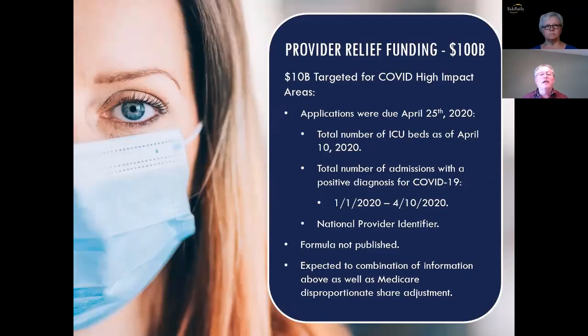All right, so $10 billion has been targeted for the high impact providers. This one I'm just putting out there because applications were already due on the 25th. This is already going out there, formula not published. What we're expecting to see is that they're going to use the information above as well as DISH to look at how they're going to pay that out.